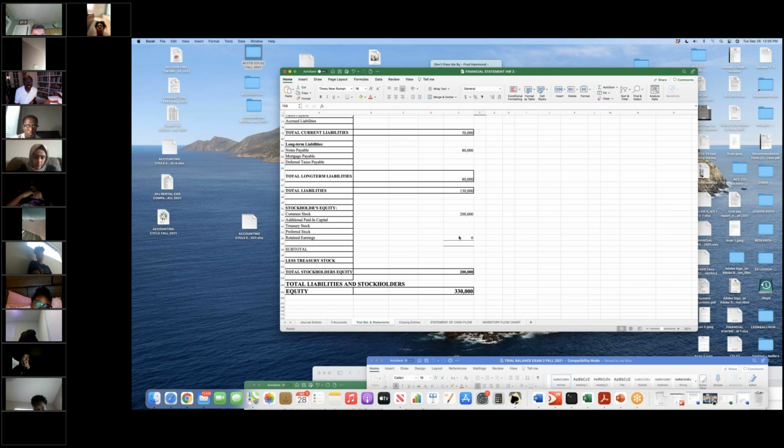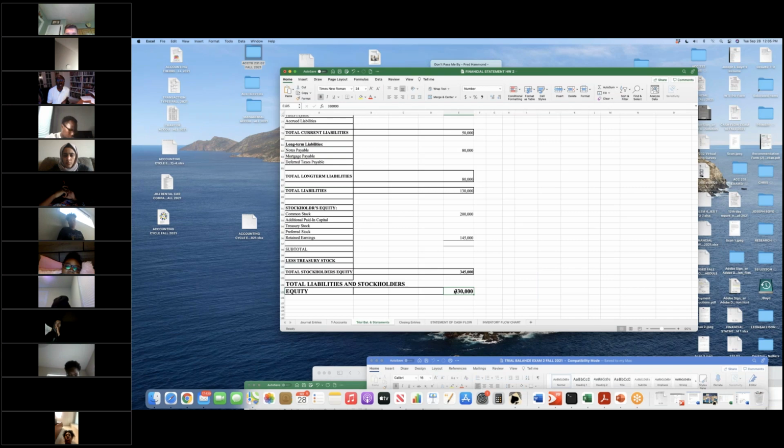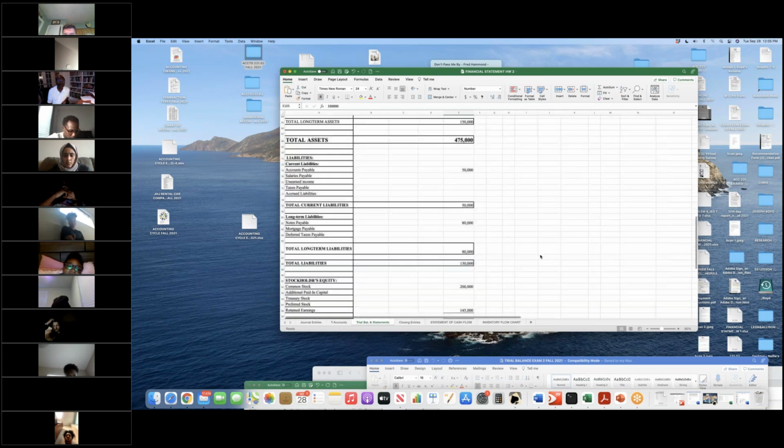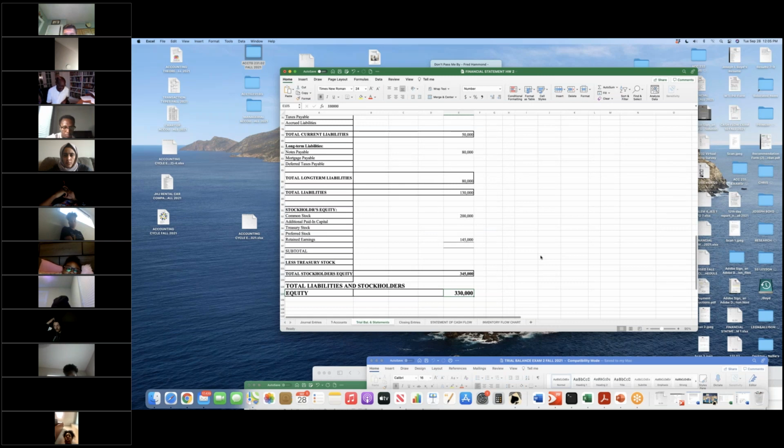And so instead of 0, we're gonna put 145 here. And so now stockholders' equity is gonna be what? $345. And our total is now gonna be what? 475.